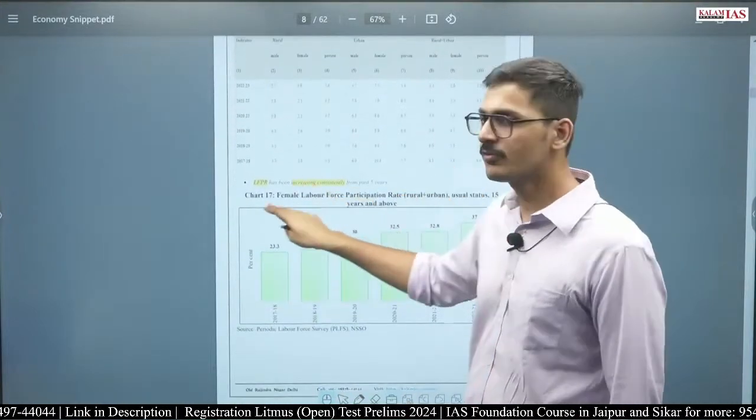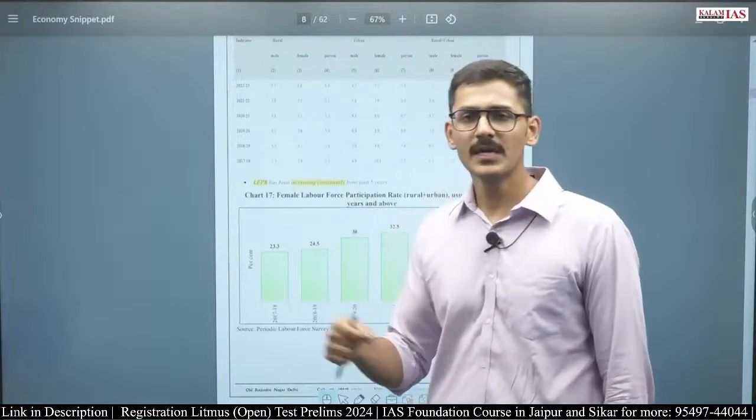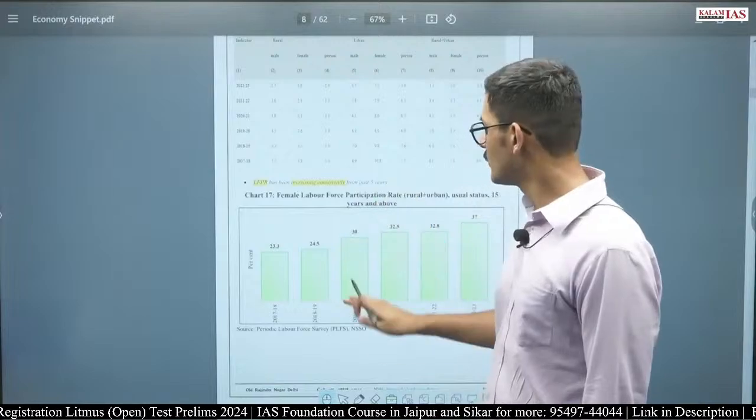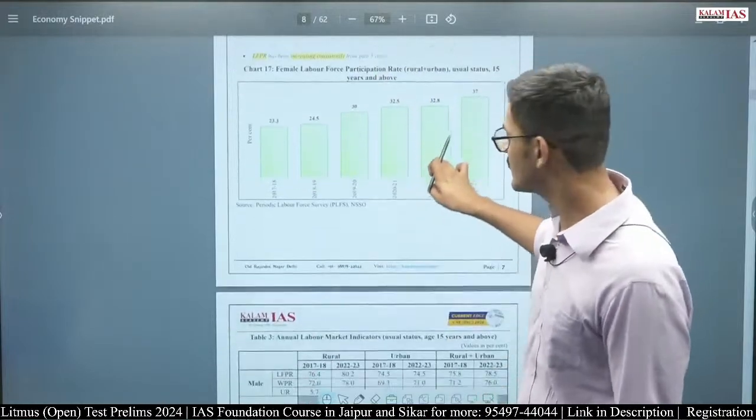Now, if you ask about labor force participation rate, whether about female, male, or combined, the labor force participation rate has been increasing consistently from the past 5 years. You do not have to memorize the numbers.